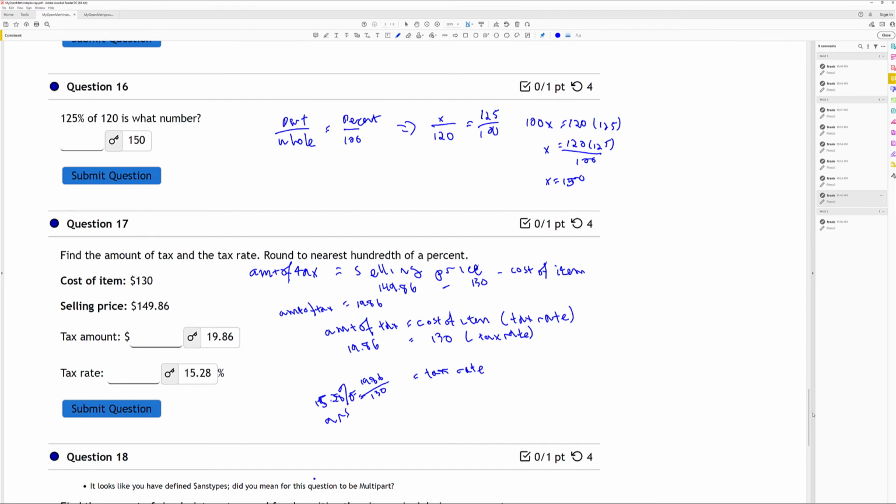Number 17, find the amount of tax and the tax rate. Round to the nearest hundredth of a percent. The amount of tax is going to be the selling price minus the cost of the item. So I have 149.86 minus 130 gives me an amount of tax of 19.86. So another formula there for the amount of tax. Once we know it, amount of tax is equal to the cost of the item times the tax rate. Okay, so divide both sides by 130, and I get 15.28%, and that's the tax rate. And that's number 17.